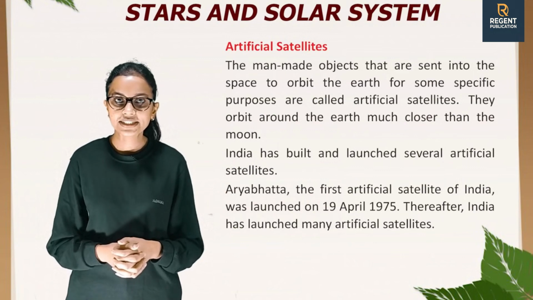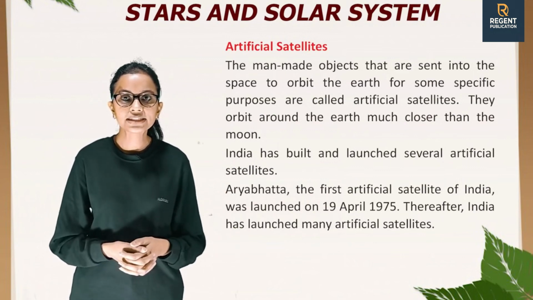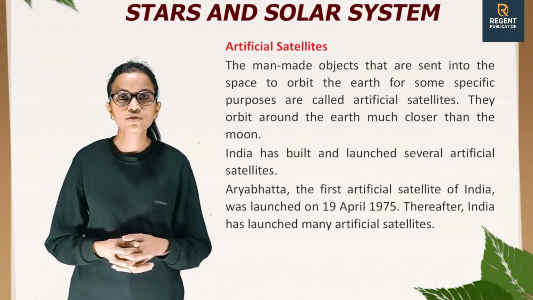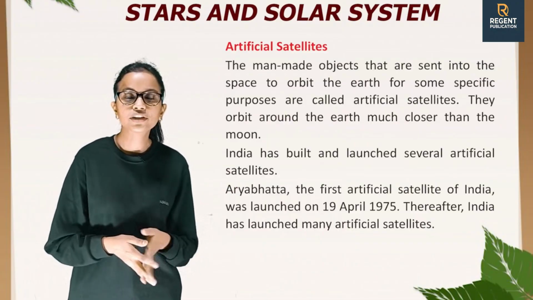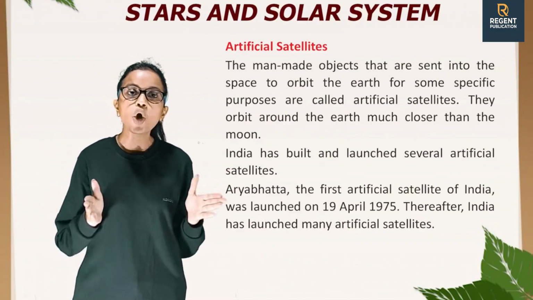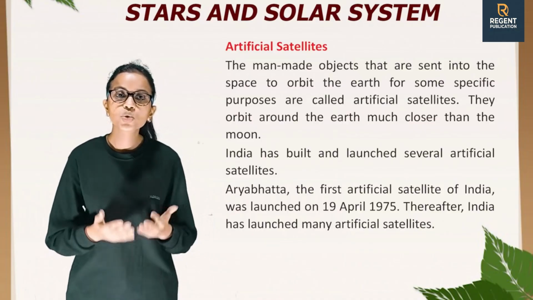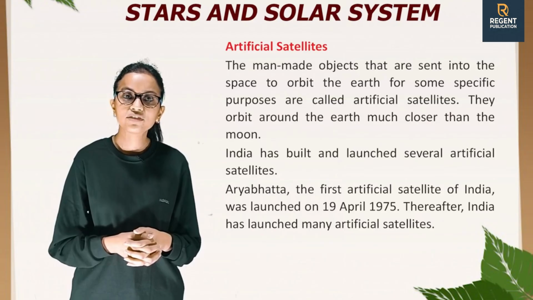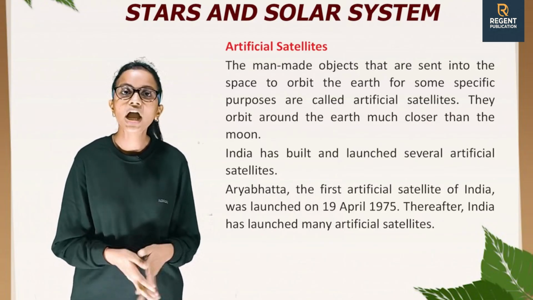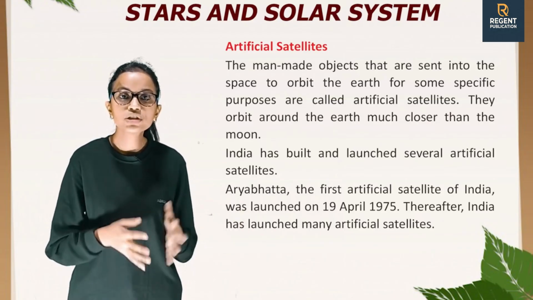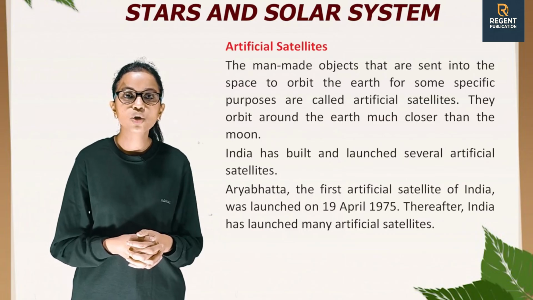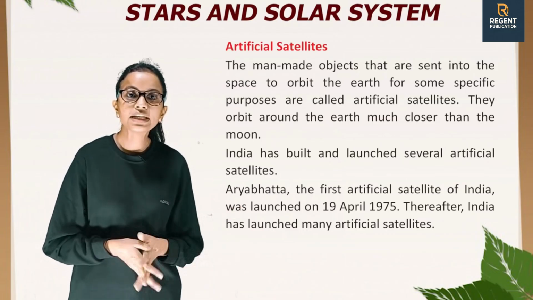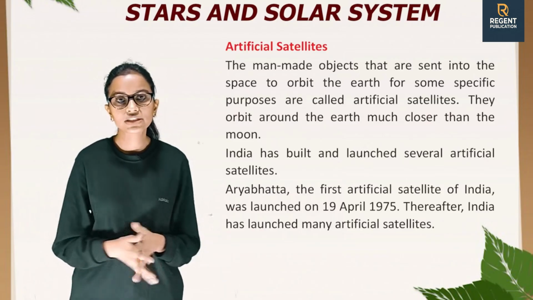Artificial satellites. The man-made objects that are sent into space to orbit the Earth for some specific purposes are called artificial satellites. They orbit around the Earth much closer than the Moon. India has built and launched several artificial satellites. Aryabhata, the first artificial satellite of India, was launched on 19 April 1975. Thereafter, India has launched many artificial satellites.